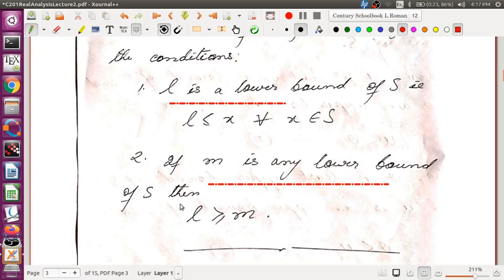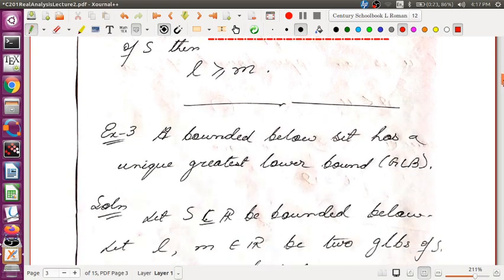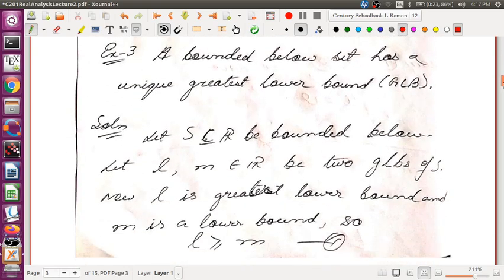Because L is the greatest of all the lower bounds. So the relation between any other lower bound M and L will be L greater than or equal to M, right? So immediately we have this result: a bounded below set has a unique greatest lower bound. Okay.